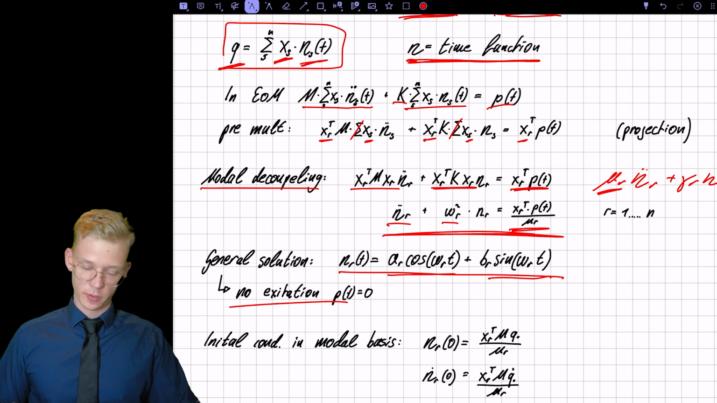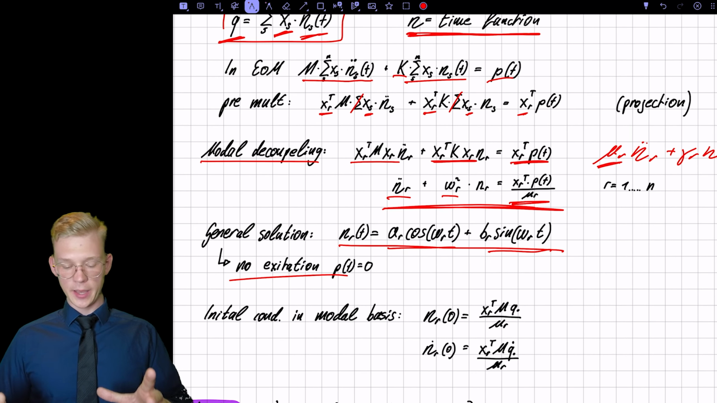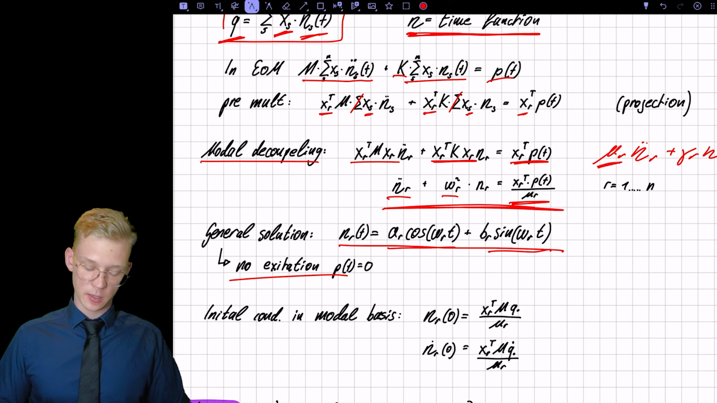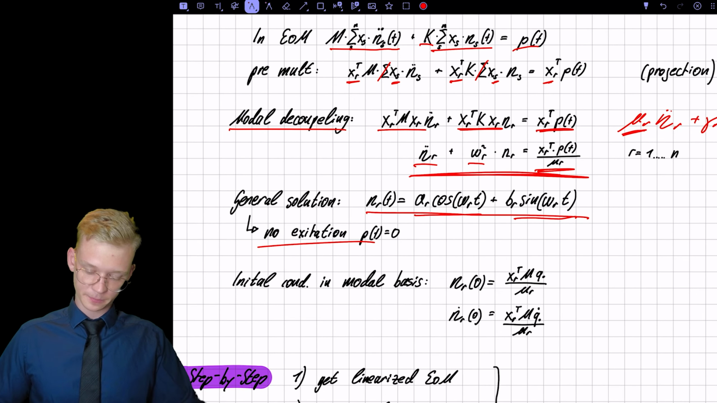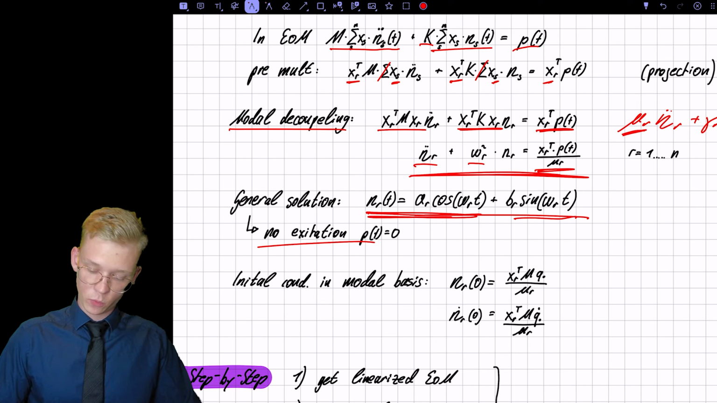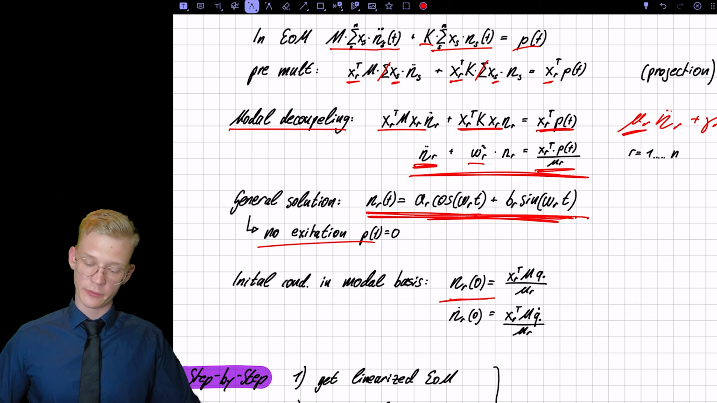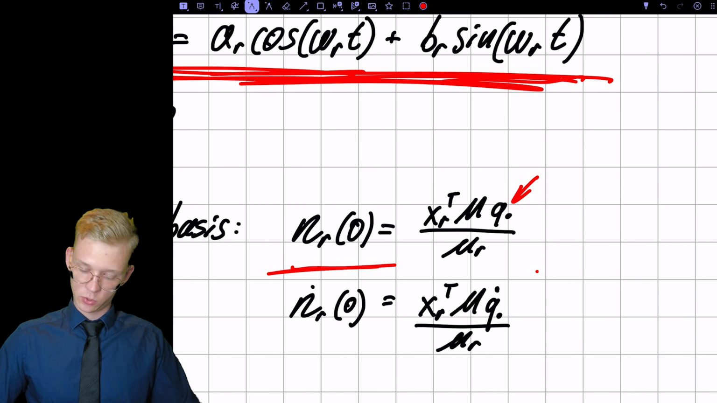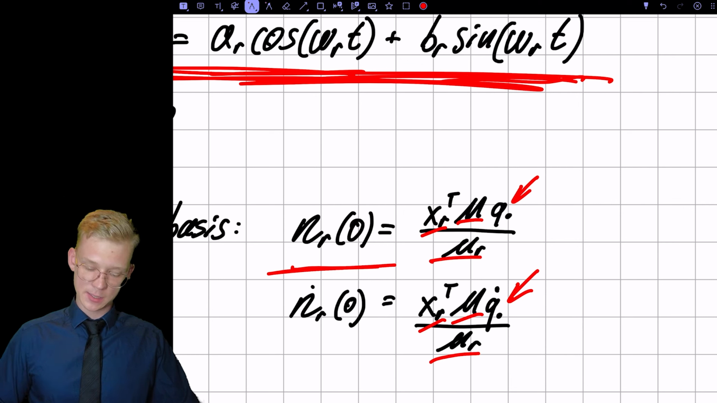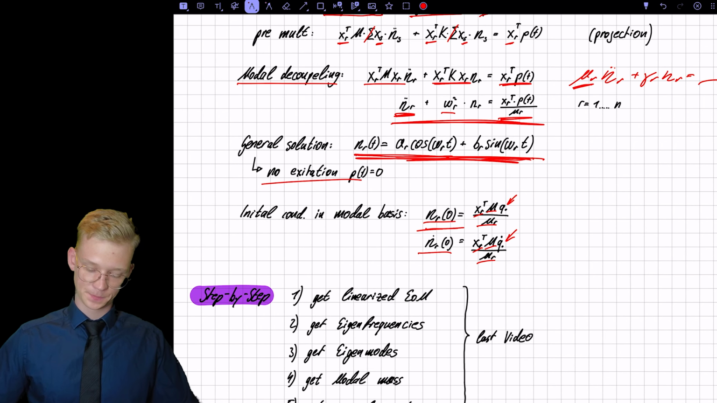For now, we just ignore that we have an additional force. We will use that later to get the frequency response function. And because we want to solve this equation, we have a double derivative, so we need initial conditions. This is the projection of our initial conditions into the modal space, where we get our q0 and q dot 0, pre-multiply with m, pre-multiply with xr, and divide by the modal mass, and we get eta at time 0 and eta dot at time 0.